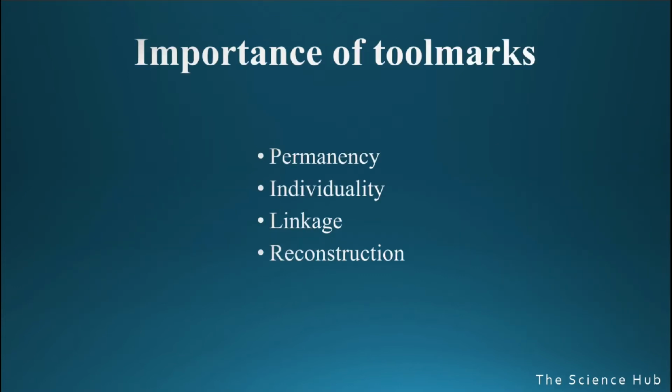Now, the importance of tool marks. First of all, permanency. It is very difficult to remove or damage the tool mark found on the crime scene. Second, individuality. Each and every tool leaves its own type of mark on it. Third, linkage. It links the tool mark with the tool and the tool links with the criminal. Then reconstruction. In crime scene reconstruction, it helps a lot for the investigation process and it helps the investigative officer.